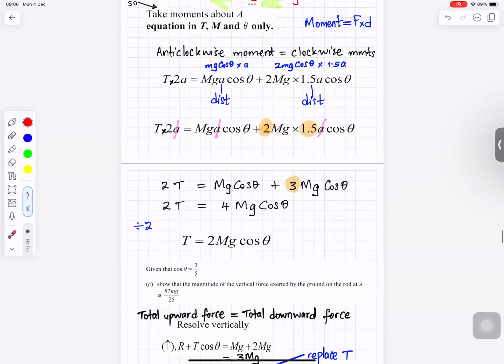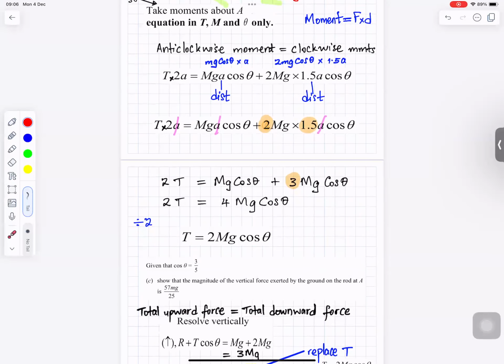Now we want to rearrange that. Cross out the A, and then you have 2T is equal to that expression. You do 2 times 1.5, it gives you the 3 there. You add the 1 mg cos theta plus 3 mg cos theta, you get 4 mg cos theta. You rearrange it, you get T equals 2 mg cos theta.